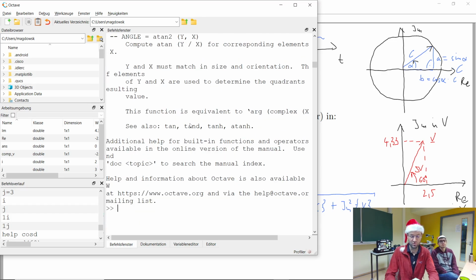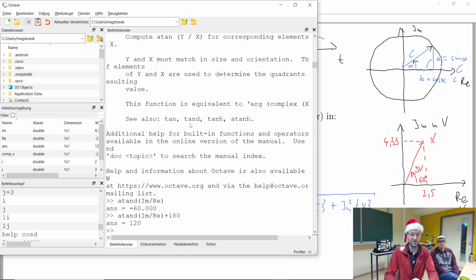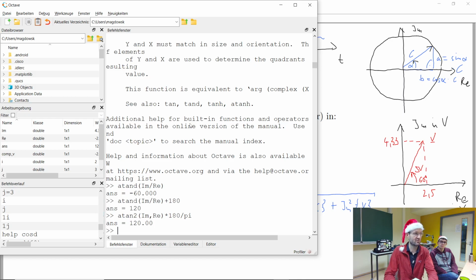So if we use, instead of this function which gives us the wrong value, where we would need to add 180 to get the right value, arcus tangens 2 from the imaginary part and real part given separately, not divided, this will give us the result in radians. So we need to multiply with 180, divide by pi, and we will also get the right value.